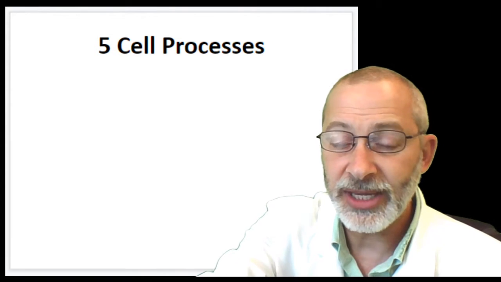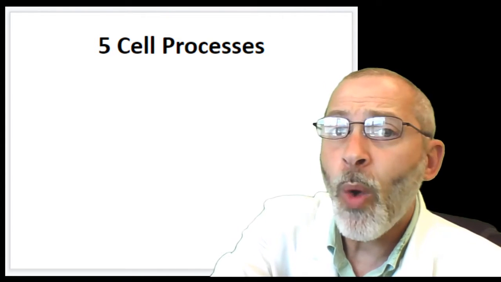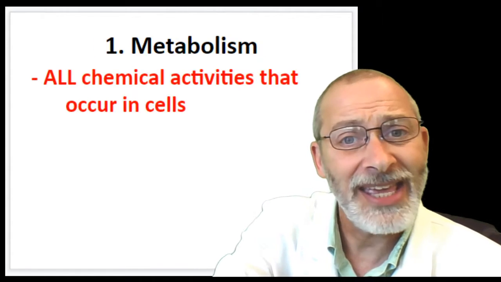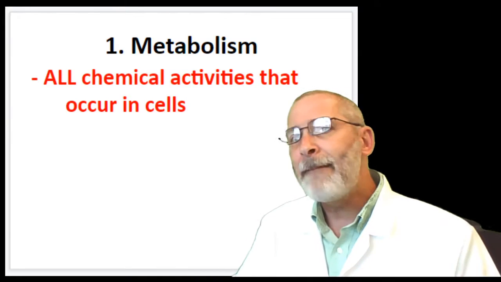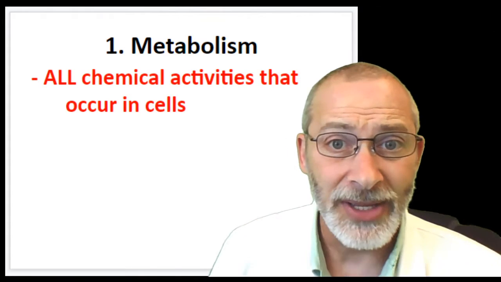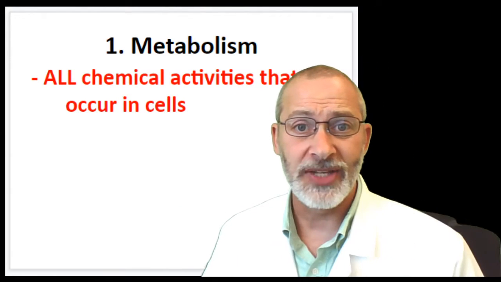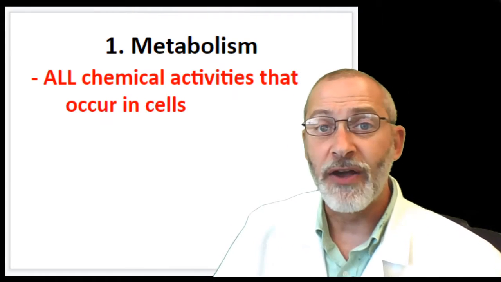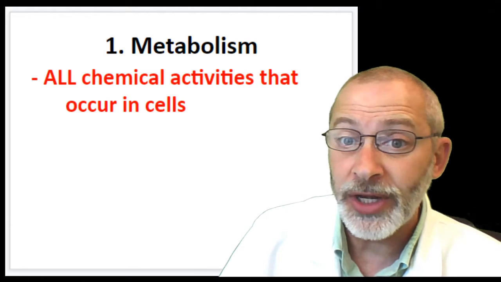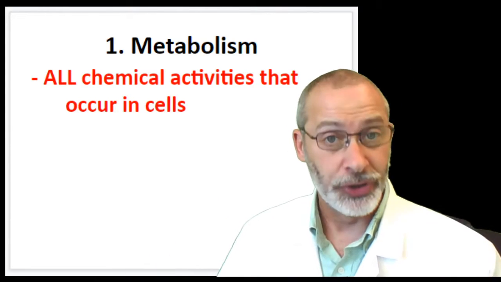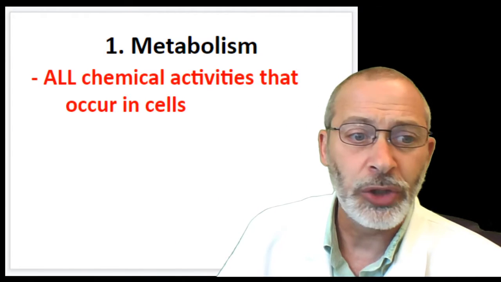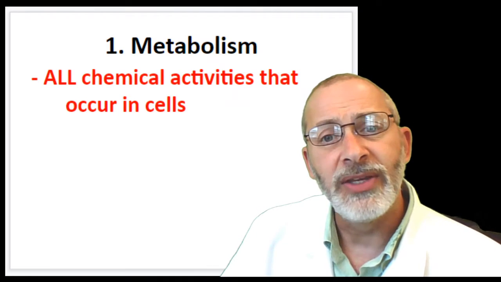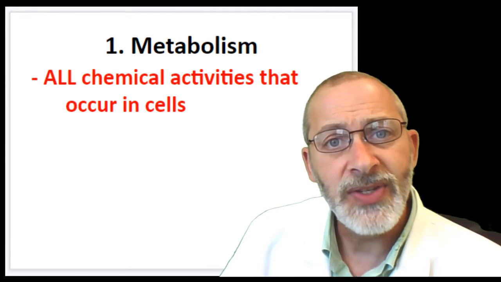And so let's begin with number 1. Number 1 cell process for today is metabolism. Metabolism is a word that should sound somewhat familiar to you. It's a previous vocabulary word, and it is a general term. Metabolism includes all of the chemical activities that occur in cells.